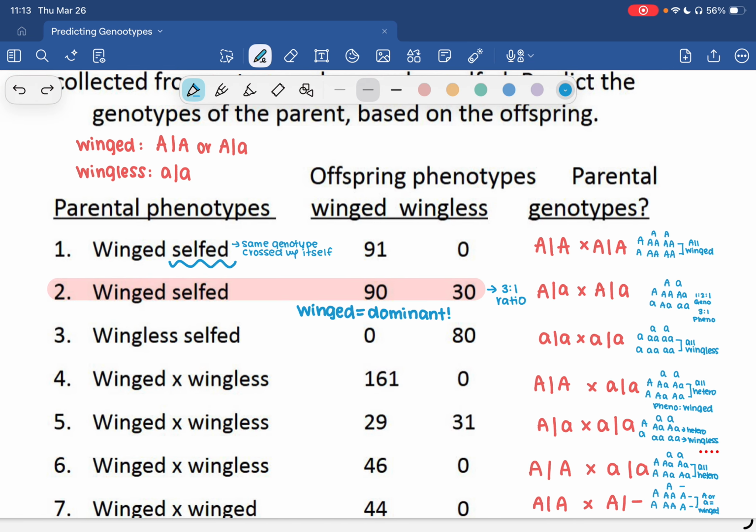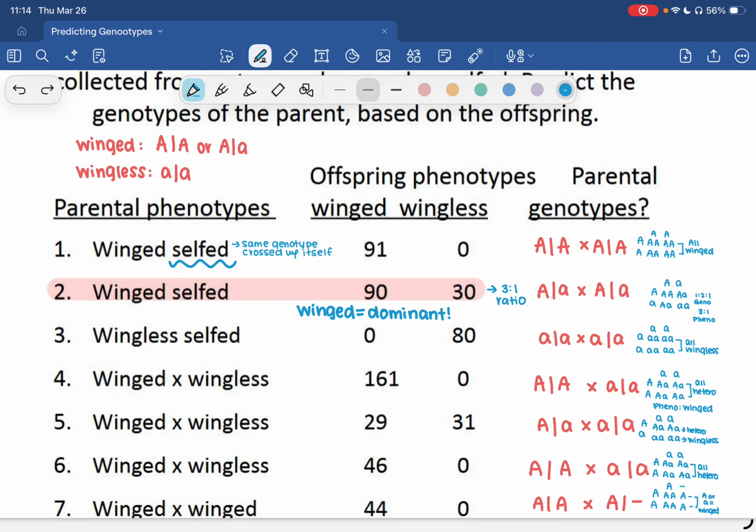And then you had a wingless self. So again, it has to be a homozygous recessive times a homozygous recessive because you can't have any possibility of getting winged individuals, and they're also dominant. Any type of capital A would give you winged, which is not possible. And then the fourth example, we only have winged, so it has to be a homozygous dominant times a heterozygous recessive, because you don't have any wingless individuals, so the big A's would have to mask the homozygous recessive little a.